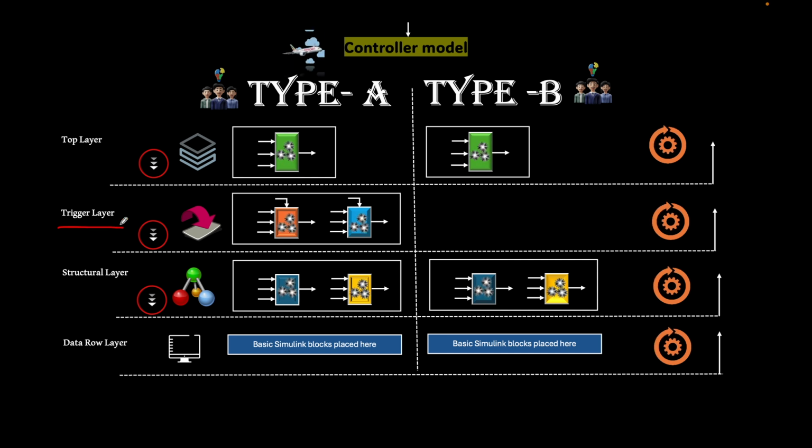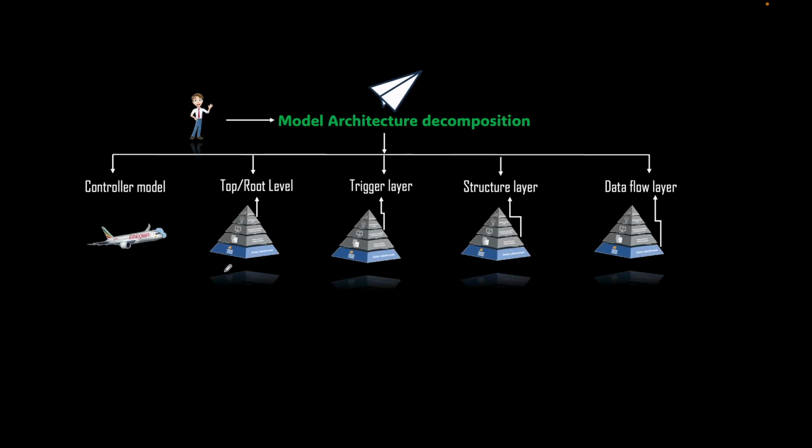The difference between type A and type B is that in type A, you will have the trigger layer, but in type B you will not have the trigger layer. So let's have a deep dive into all these layers and see what they look like. As we already know, a controller design can have all four layers: the top or root level, then the trigger layer, then the structure layer, and then the data layer.